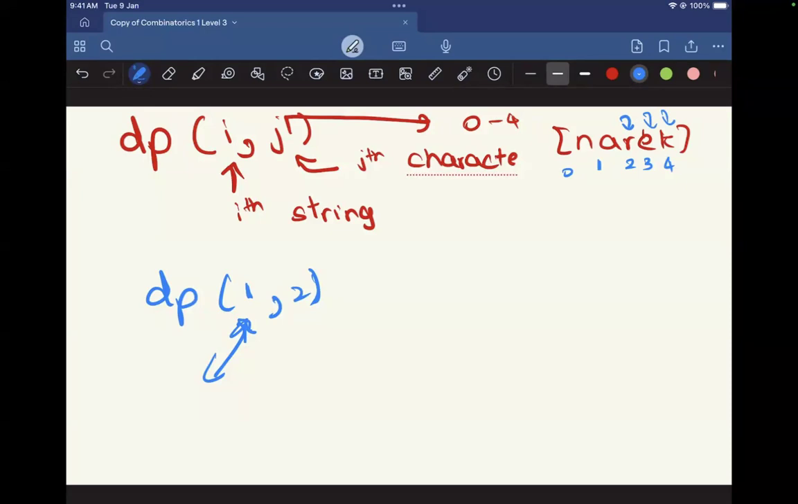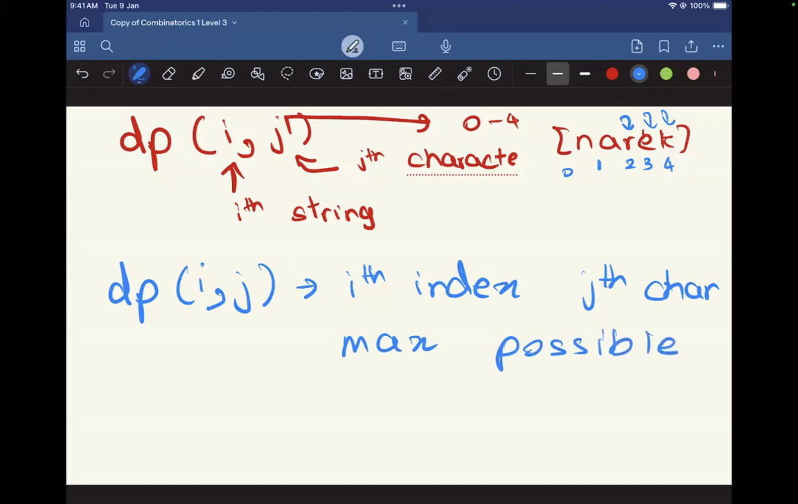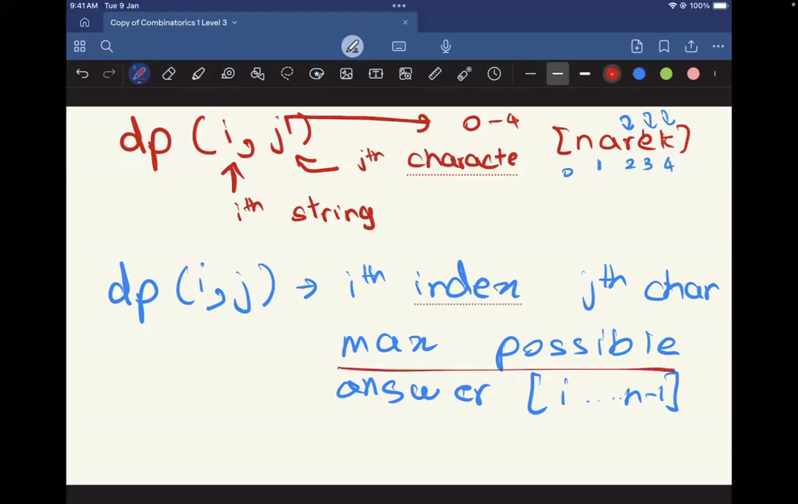All right. If this much is clear, let me define what my DP state says. DP of I, comma j represents that I am on the ith index, jth character, and it is the max possible answer from indices I to n minus 1. Basically, I have all my choices from string I plus 1 up till n minus 1. DP I, comma j stores the maximum possible answer over all choices.